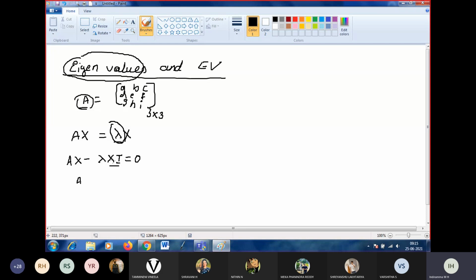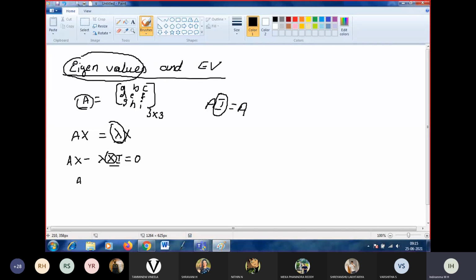What is x into I? X is a variable matrix. X is also a matrix. X is not a constant. Suppose A is a square matrix. What is A into I? A only. A into I is A only, where I is the identity matrix.